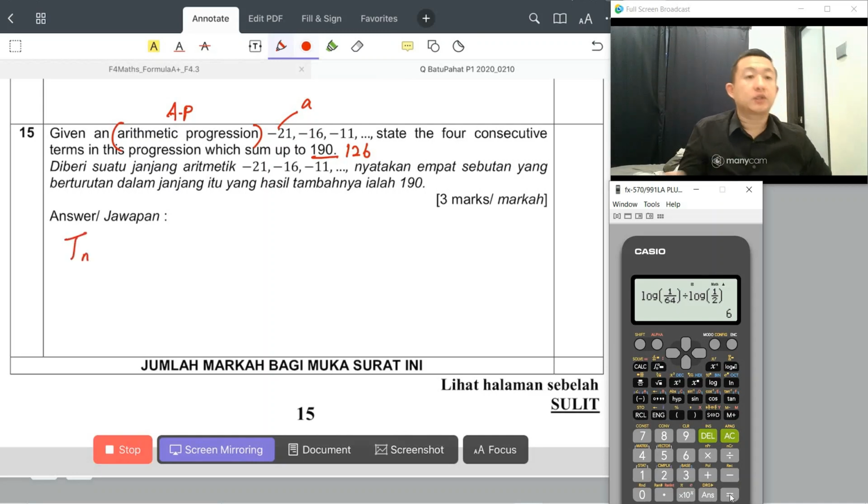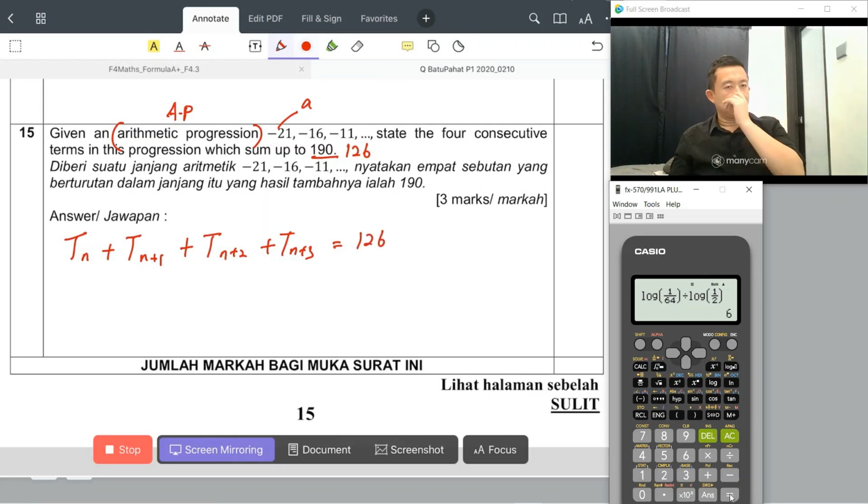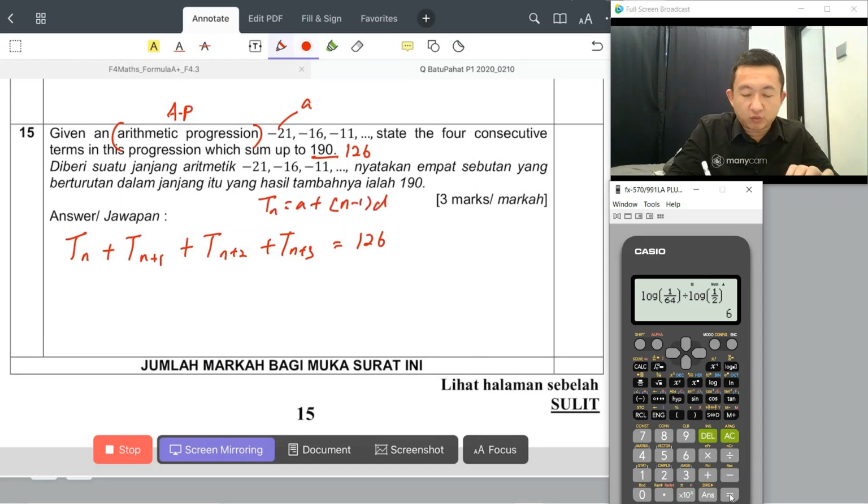I don't know which term, so term n plus term n plus 1 after that, followed by term n plus 2 plus term n plus 3. Okay, 1, 2, 3, 4, and we know it always equals 126, and we can find the terms. Remember the AP formula, the term a plus n minus 1 d, we're using this one. So the a is negative 21, so I put in the first one, negative 21 plus n minus 1, and the d, what is the d here?